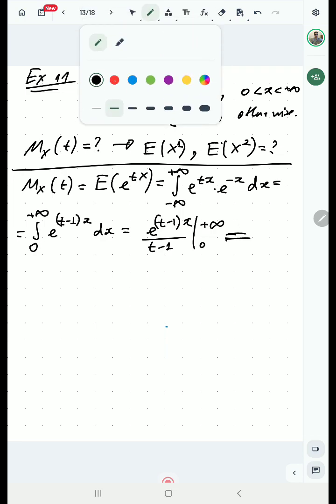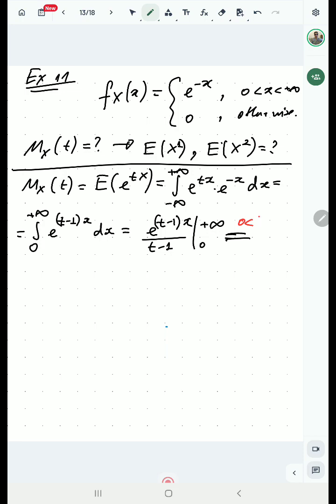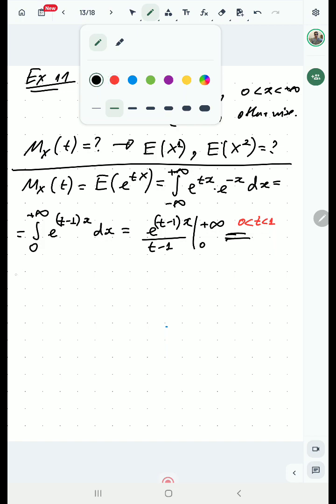Let me use red color. If t is not within this interval, then this integral is not going to exist. Why? Because when you plug positive infinity in for x, e to the power positive infinity is positive infinity, given that t is greater than 1. Therefore, to make sure that this moment generating function exists, t should be between 0 and 1, okay?